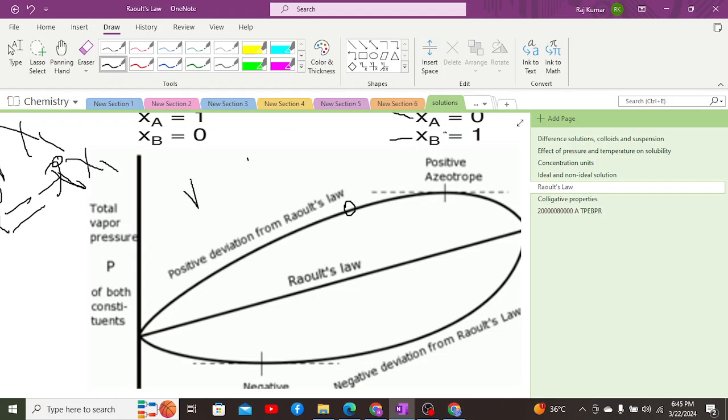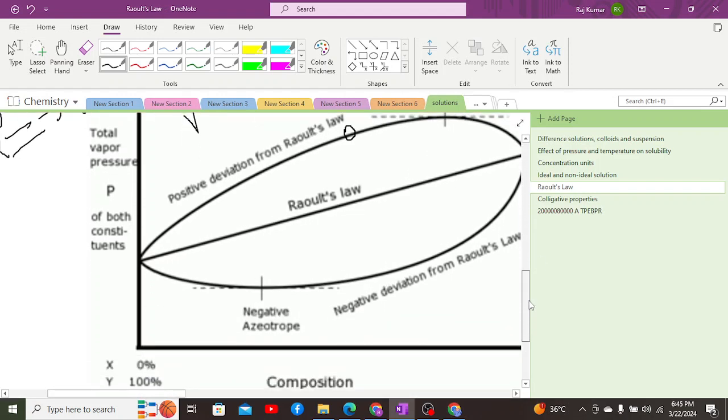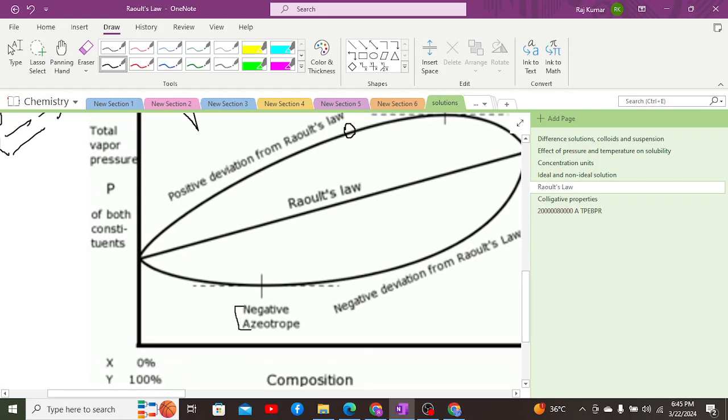Likewise, if we talk about the vapor pressure of those azeotropes which have negative deviation, these would be considered as negative azeotropes, and these negative azeotropes will have a vapor pressure which would be less than the vapor pressure of the pure components, and will have a boiling point which would be greater than the boiling point of the pure components.